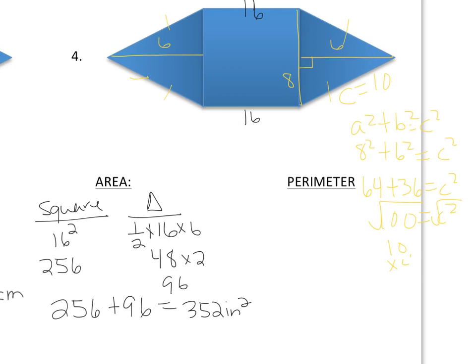So I have 40 for all of the outside hypotenuses of my triangles. And then I've got 16 plus 40. 16 and 16 are the sides for the square. And when you add those together, you get 72 inches.